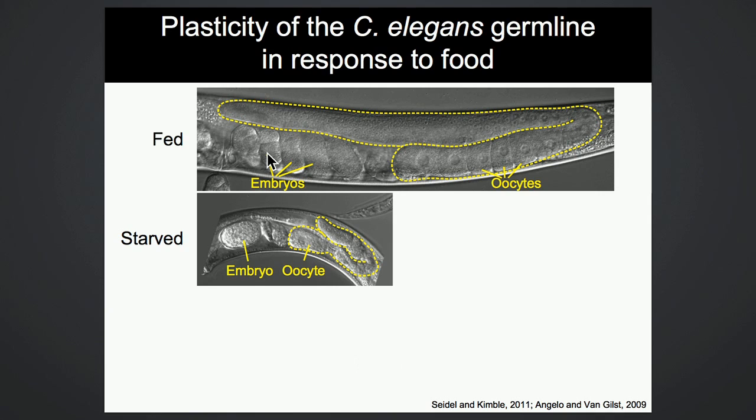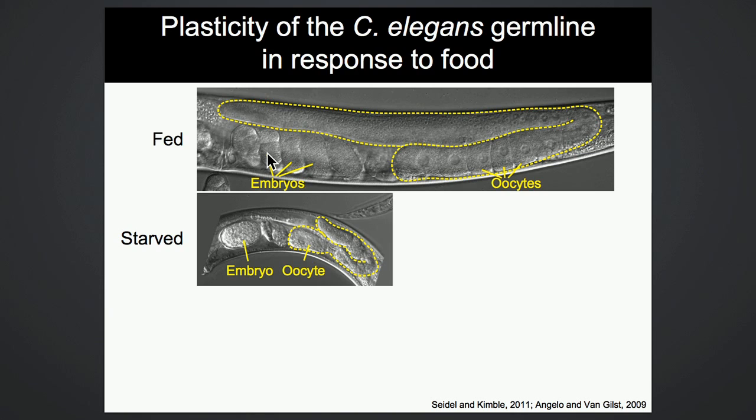So my interest in looking at the effect of starvation on these cells arises in part from some observations about how the presence or absence of food affects the size and morphology of the germline tissue in C. elegans. And that change is documented on this slide.